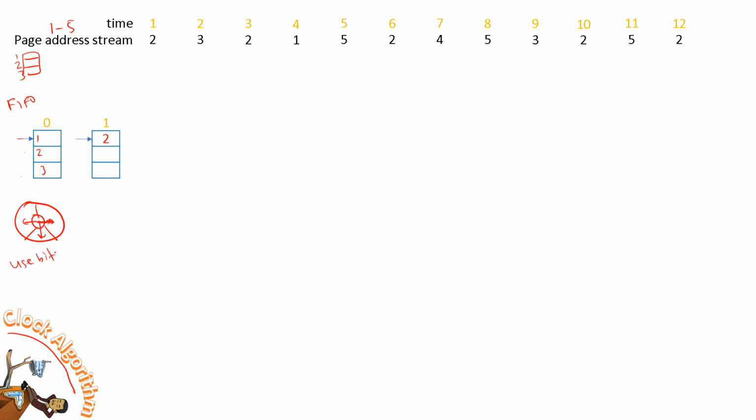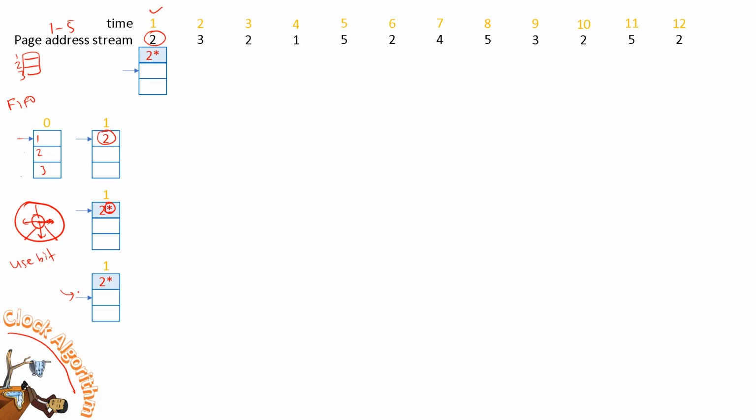Okay, so let's see the first one. The first time here, you can see we have 2 and the memory is still empty. So you put the 2 here, on memory frame number 1, and then you set this use bit to 1. Then you need to move the arrow to the next one. Okay, so it includes 3 steps: load the memory, set the use bit to 1, and then move the arrow.